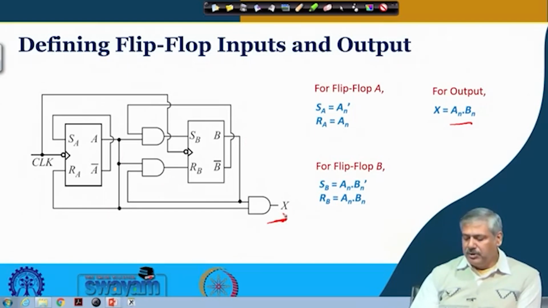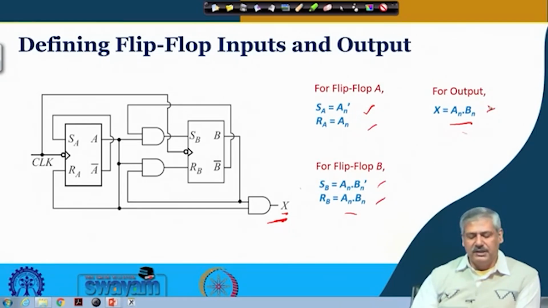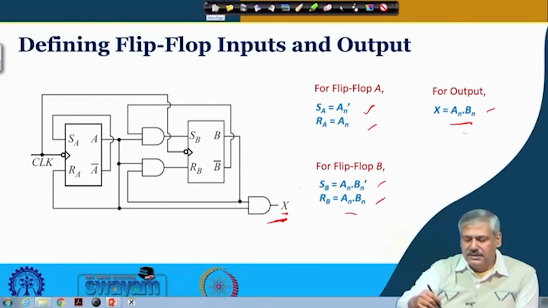So, the final output could have been taken from here also, if it is possible, okay. Otherwise, if it is to drive something else, it depends, right. But the logical relation of both of them is the same for this particular example. For some other example, it could be different, okay. Depending on the requirement, it could be N BN bar or N bar BN bar, or whatever, okay. Is it clear? Now, we have understood what SA, RA, SB, RB and X are, and how they are logically connected. So, that is the first step that we do in the analysis.